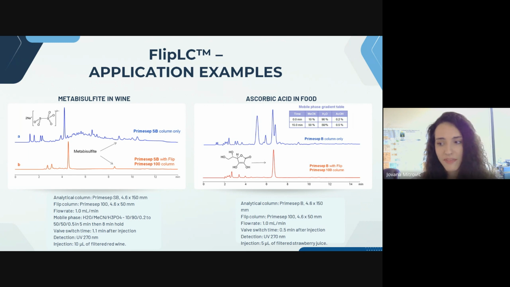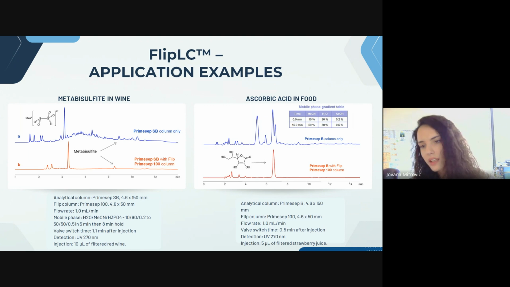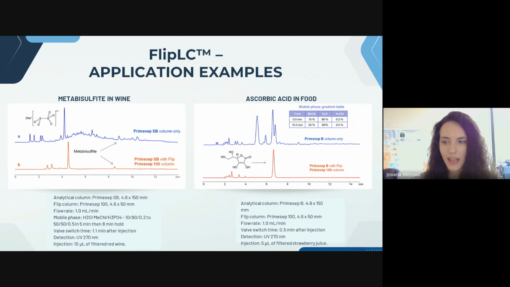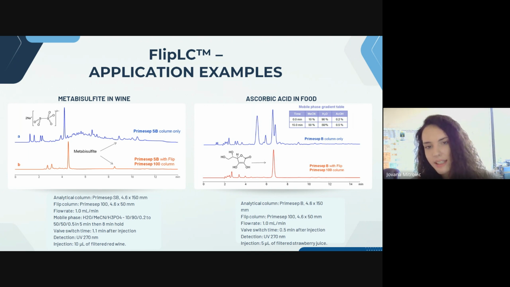Again, the flip column here traps these matrix components during the loading phase. And at around 0.5 minutes, the valve switches and the flip column is flushed clean, while the analytes flow through the analytical column for analysis and detection. So what's important here is there is no offline sample preparation required, no solid phase extraction, no chemical cleanup. HPLC enables direct injection of complex food samples and still gives us clean, reproducible chromatograms.